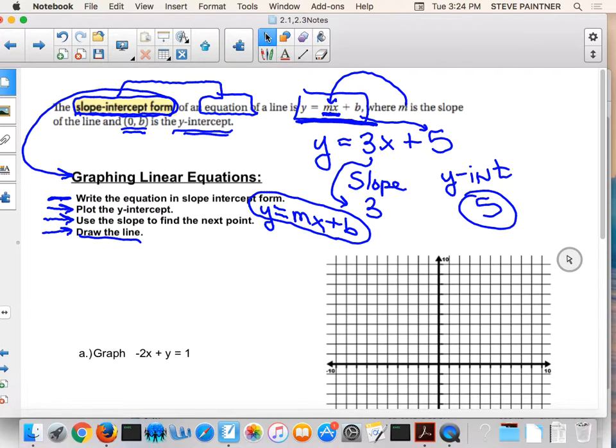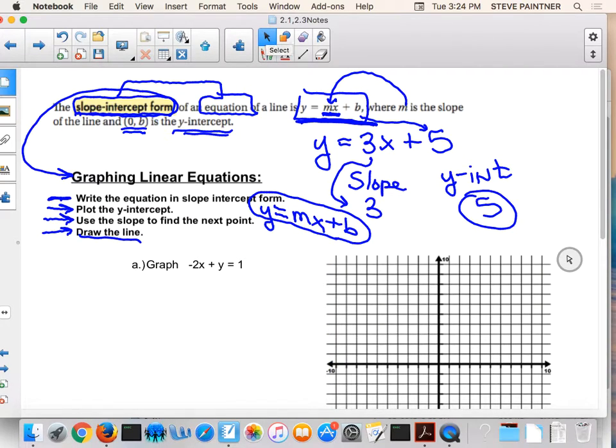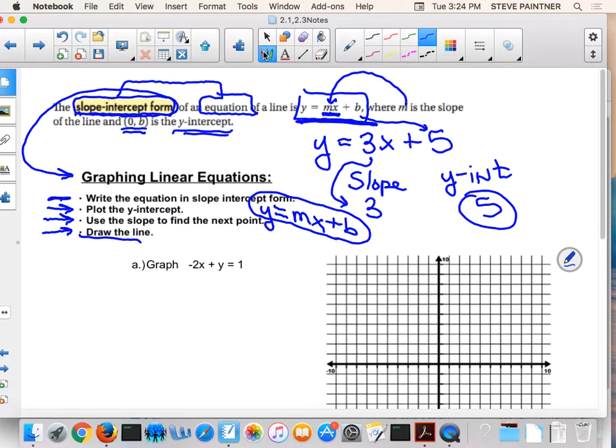So let's start with this one. Okay, I'm just going to rewrite it. And then what I'm going to do is write the equation in slope-intercept form, which means take this equation and solve it for y. So let me just start over. Negative 2x plus y equals 1.